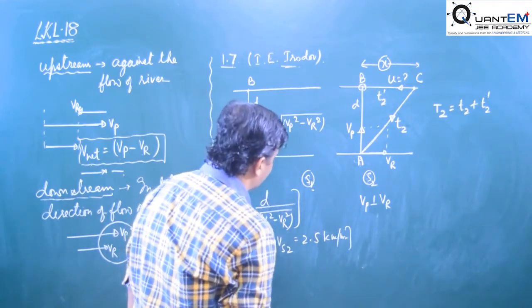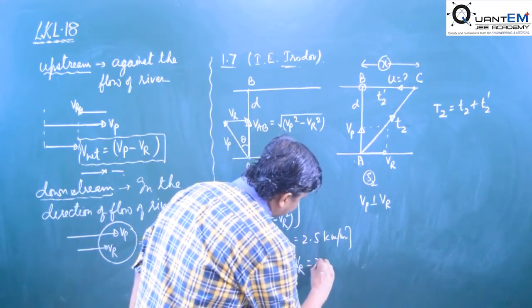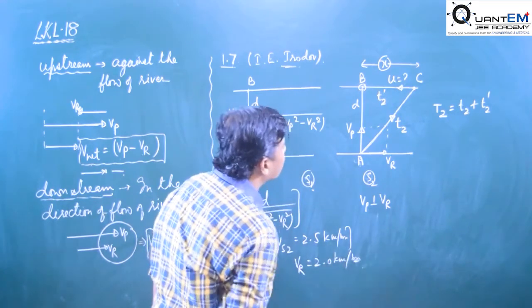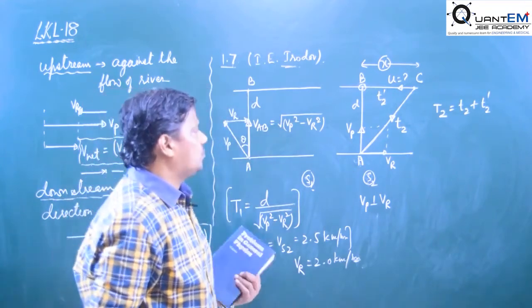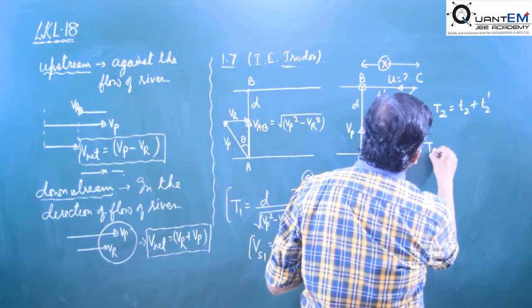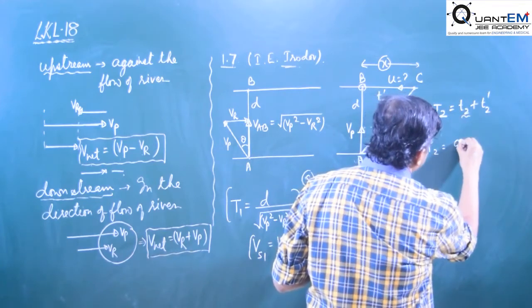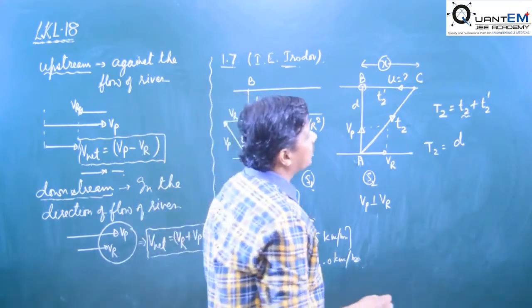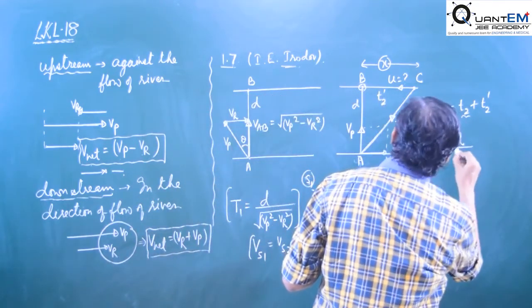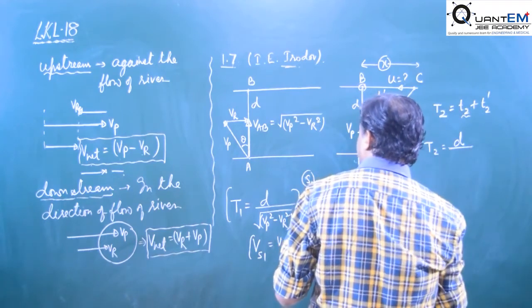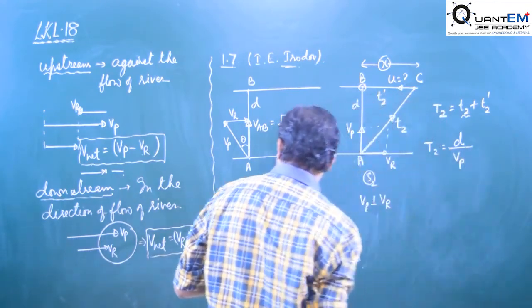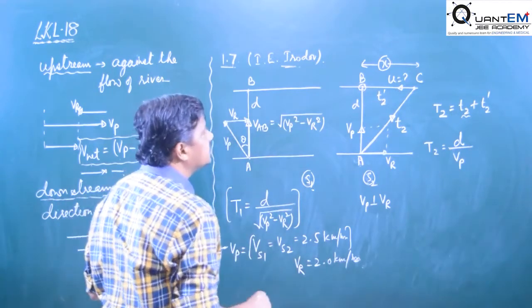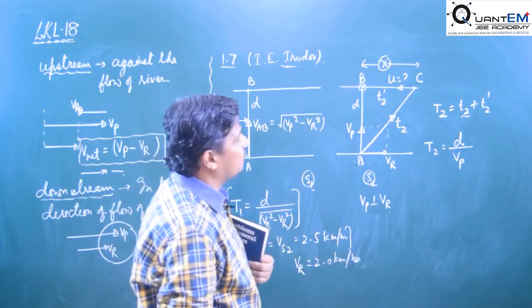And what is the velocity of the river? The velocity of the river has been given as 2.0 km per hour. Now see, what is the value of T2? This T2 is the minimum time taken by the particle to cross the river, that is d by Vp, d divided by the velocity of the particle, that means the velocity of the swimmer. The velocity of the particle that we have considered is Vp, and Vp is equal to Vs1 is equal to Vs2, that is given.